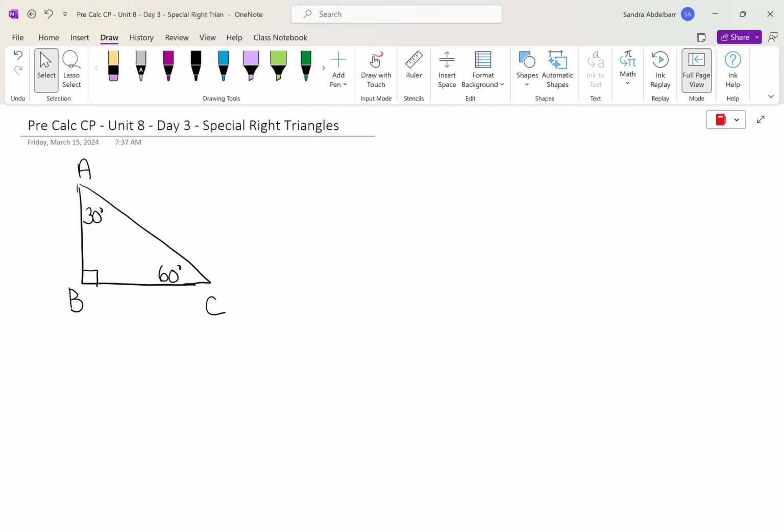So in a 30, 60, 90 triangle, you're going to look at the 30-degree angle. We'll start with that one. Which side is across from the 30-degree angle? B to C. So that is going to be labeled as X. Across from the 30-degree angle is always X. Then you choose the side across from the 60-degree angle, which is side AB, and that is represented with an X root 3.